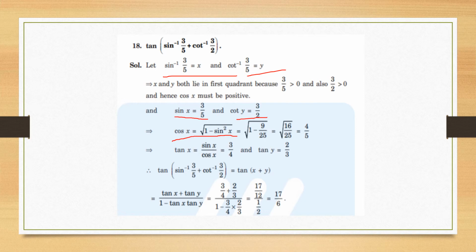So my cos x is 4 by 5, and tan x is 3 by 4. And tan y, similarly, I can calculate from here, as cot y is 3 by 2, so tan y is simply 2 by 3. Now tan of sin inverse 3 by 5 plus cot inverse 3 by 2 becomes tan of x plus y, which by the formula is tan x plus tan y upon 1 minus tan x tan y. Now put the values that we have calculated, and we get the answer as 17 by 6.